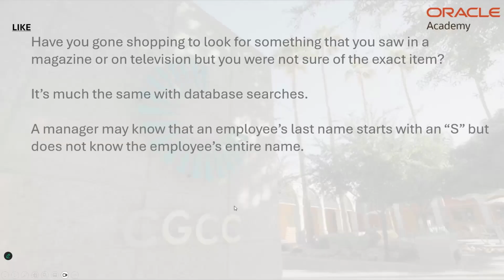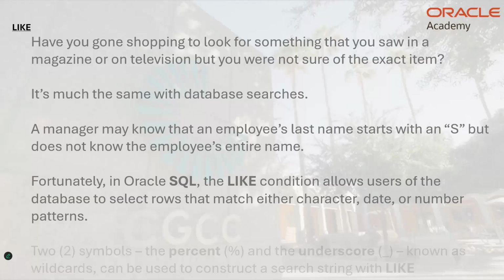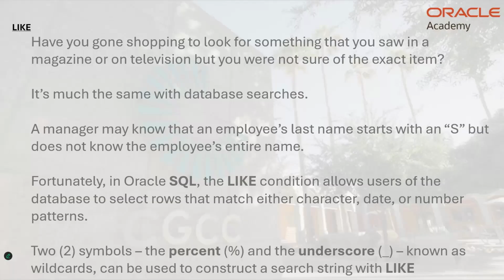A manager may know that an employee's last name starts with an S, but does not know the employee's entire name. So you can use this like condition to narrow it down so that you can eventually get that employee's name to the manager. There are two important symbols in the like that you should commit to memory: the percent and the underscore. These are basically wildcards to structure your like so it returns essentially what you're looking for.